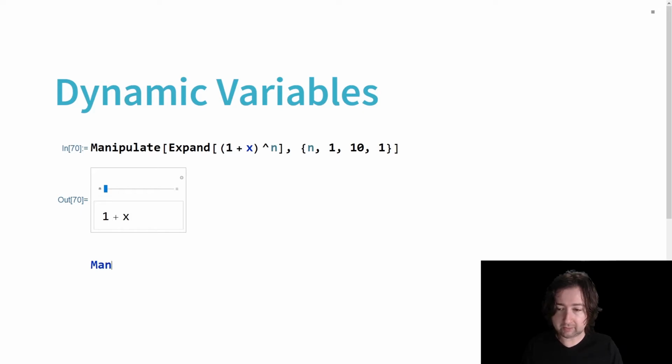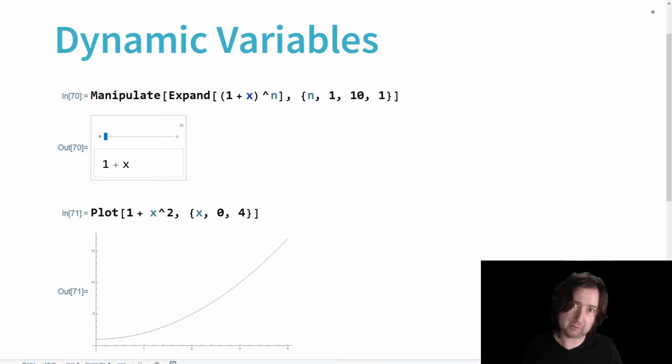So let's look at the Manipulate command, but now let's manipulate a plot. So the Plot command in Mathematica looks like this, and we're going to be going way into depth on plots later. So I'm just going to give you an idea of how plotting works. So we're going to plot the function, say 1 plus x squared between x equal to 0 and 4. And if you do that, you get the standard plot of a parabola.